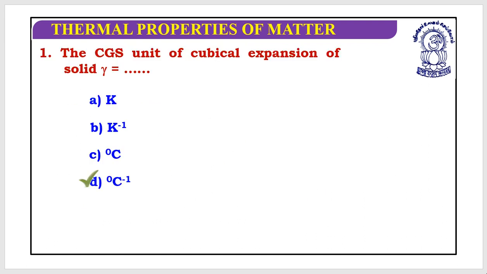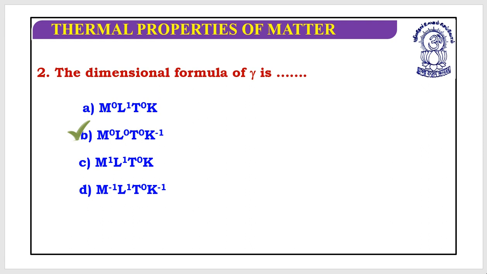Let's have a look. The question says, the CGS unit of cubical expansion of solid gamma, it's centigrade inverse. If they have asked about the SI unit, then it would be the Kelvin inverse. I hope this is clear. Next, the dimensional formula of gamma. It's M0 L0 T0 K to the power minus 1. This is even the dimensional formula of alpha. This is even the dimensional formula of beta.